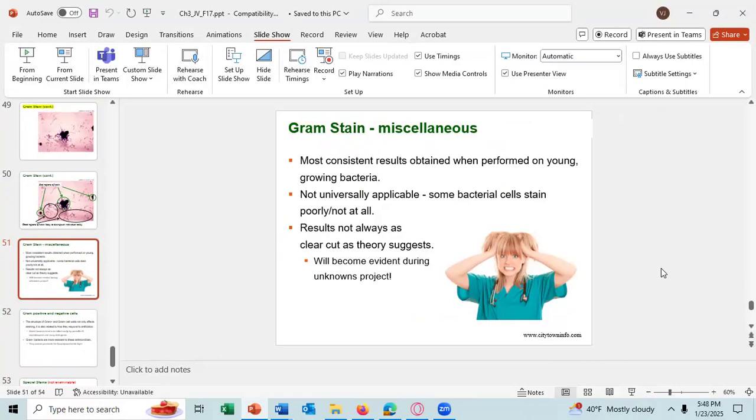The results of the Gram stain are not always as clear cut as theories suggest. If you were to do the Gram stain, you would learn that it's a little tricky procedure and it does take some practice to learn it.